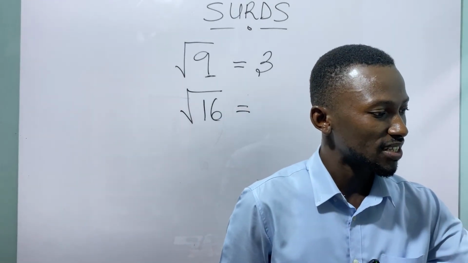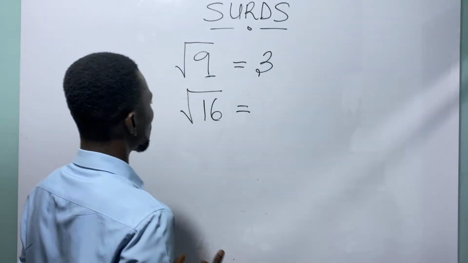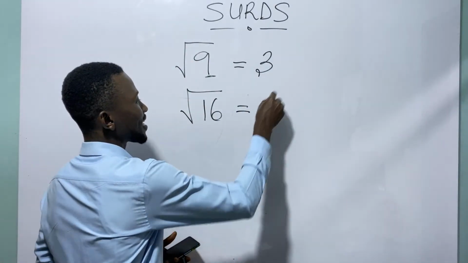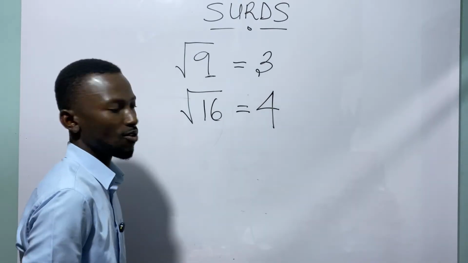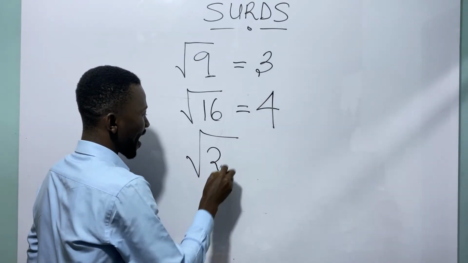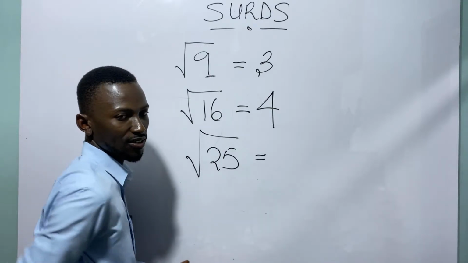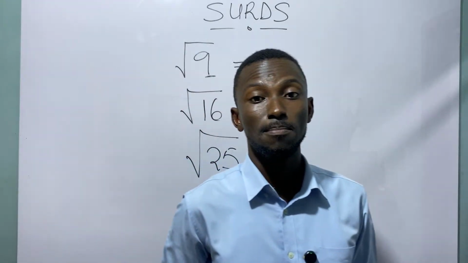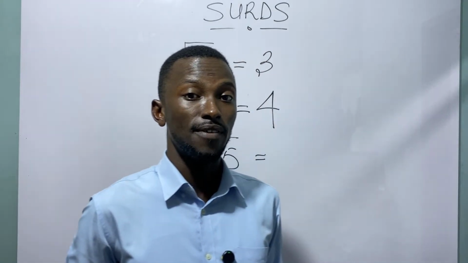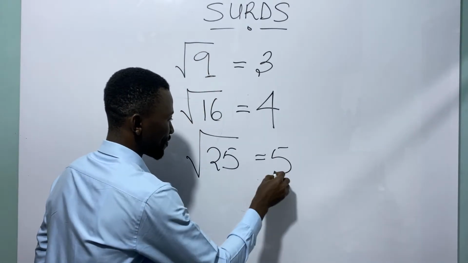So the square root of 16, what will you write? What is the answer? Square root of 16. You know the answer is what? The answer is 4. What about square root of 25? Do you know what the square root of 25 is? Square root of 25 is 5.